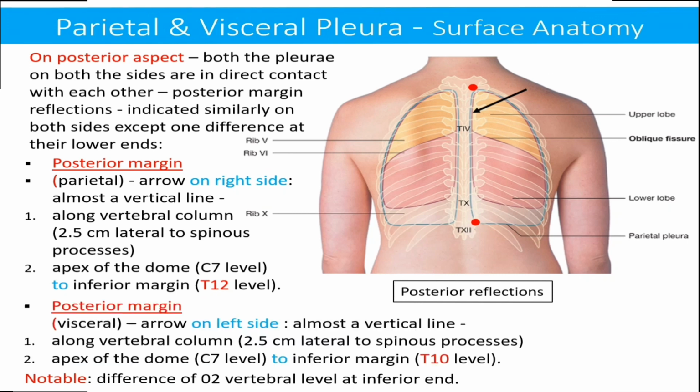is T12 level. Posterior margin of visceral pleura, as shown on the left side, is again indicated by almost a vertical line along vertebral column 2.5 centimeter lateral to spinous processes from apex of the dome, that is C7 level, to inferior margin, that is T10 level. Notable difference of both the parietal and visceral pleura is 2 vertebral level at the inferior end.